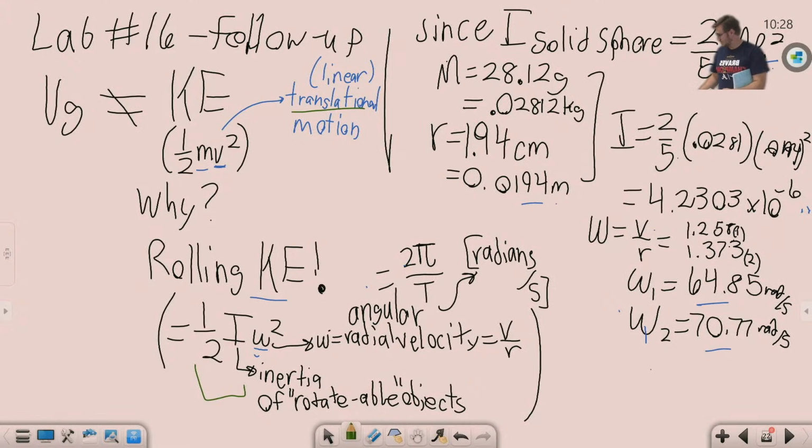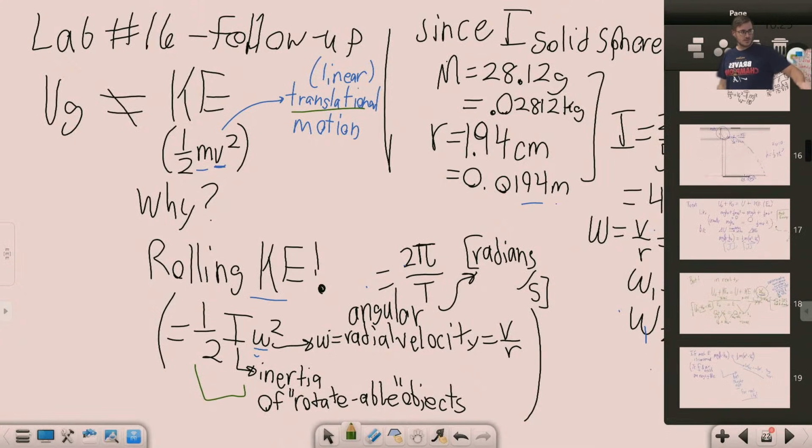What is that? U_G. It's gravitational potential energy. U is potential energy, G means gravitational. That's mgh. So what you would notice is the question says, if mechanical energy is conserved, then what do you get? U_G equals KE. You'll quickly realize that U_G does not equal KE.